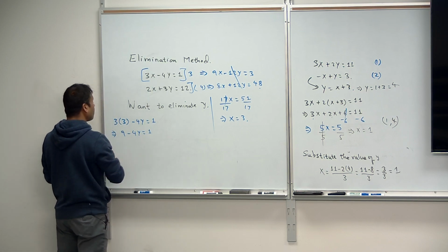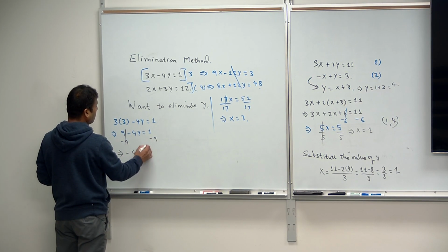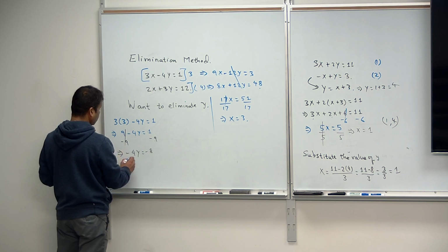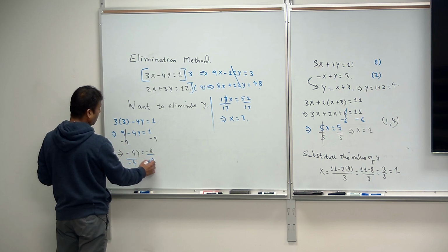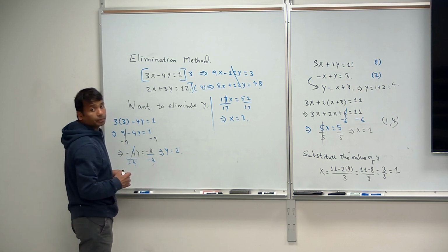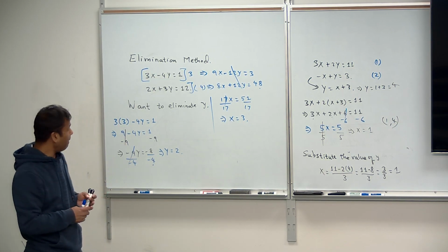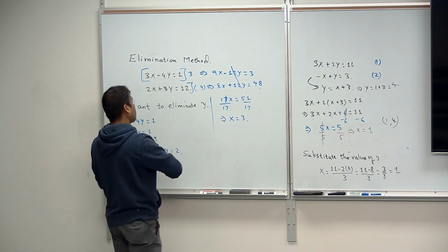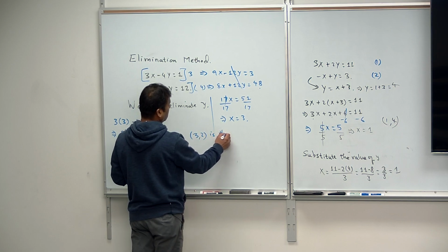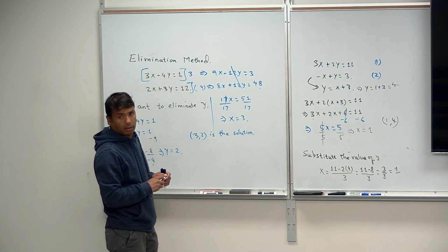And you subtract 9 from both sides. So that will give you negative 4y equals 1 minus 9, which is negative 8. And you divide both sides by negative 4. Yeah, you cross them out. So that will give you y equal to negative 8 over negative 4, which is what? 2. Make sense? Yeah. So y equal to 2, x equal to 3. So the solution is (3, 2). So this is the solution.